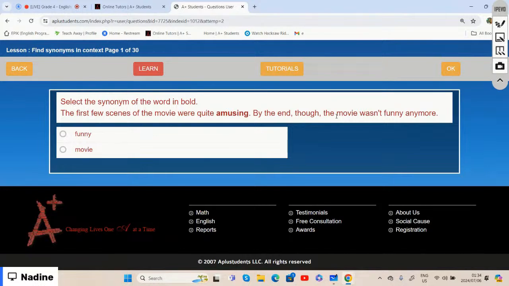It says the first few scenes of the movie were quite amusing. So we need to find the synonym of amusing. By the end, though, the movie wasn't funny anymore. What is the synonym of amusing? The word that is the same as amusing or almost the same as amusing. Is it funny or is it movie?